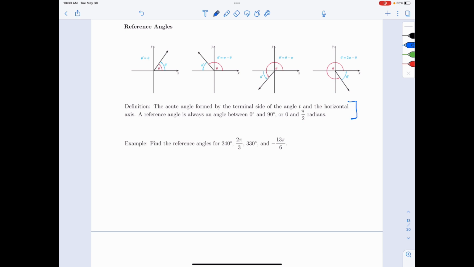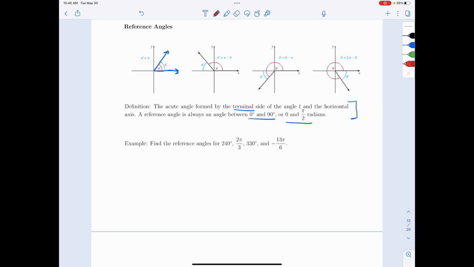A reference angle is always between 0 and 90 degrees or 0 and pi over 2. By terminal side of an angle, we always mean the ending side of this angle. And remember, the horizontal x-axis is the initial side. So in each of these images here, the reference angle is always the angle that is made with the x-axis.